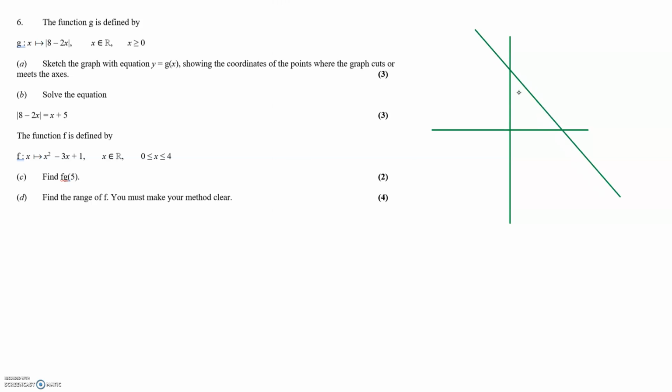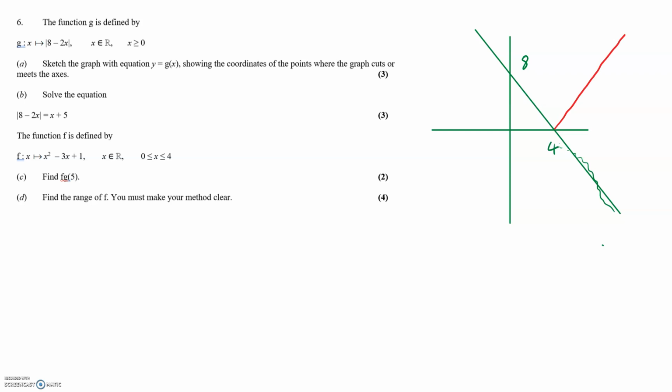The regular 8 minus 2x would look something along these lines, passing through, hopefully you would agree, y-intercept locations of 8 and x-intercept locations of 4. When you then apply the modulus, the negative part of the function will be removed and reflected, which I will do in a different colour, up into the positive axis area.